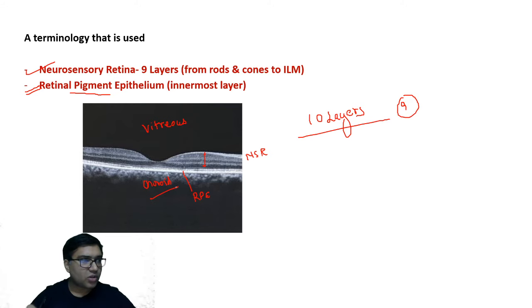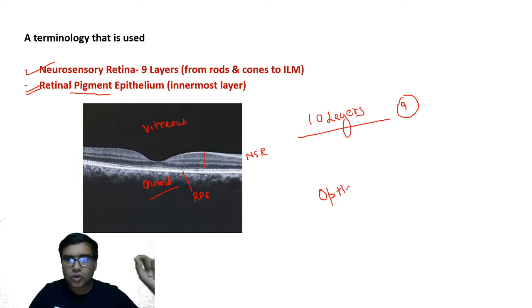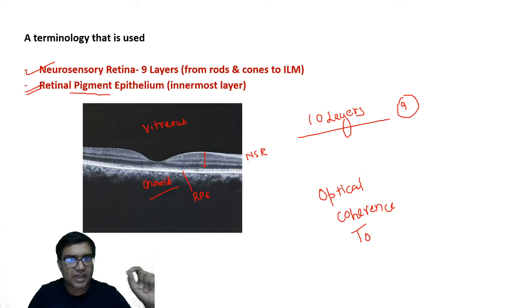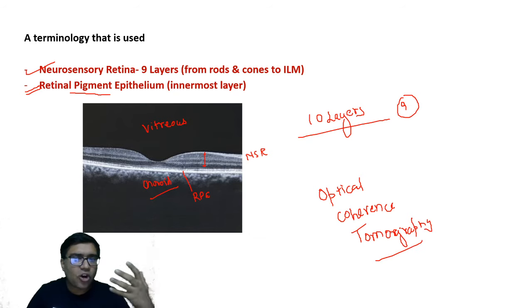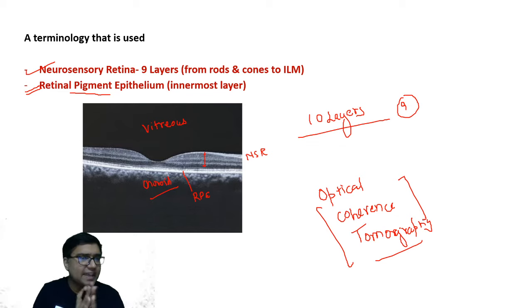So Dr. Rahul, the OCT is called optical coherence tomography. It shows the various layers of the retina. It is like a biopsy of the retina, where all the retinal layers and their thickness can be seen.